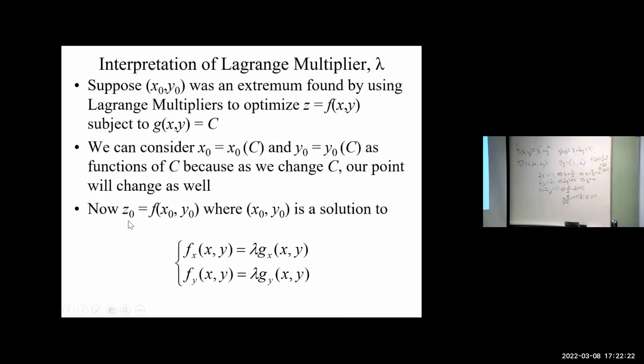So z0 would be the 20. All right. So right now, the answers are (2, 4), and the minimum is 20. But what we're going to do is pretend like we can move the 2 and 4 around and talk about how the 20 changes in comparison. This is actually kind of cool.